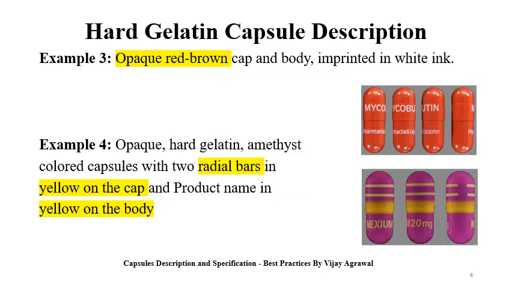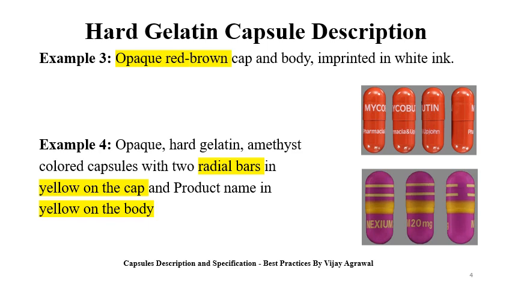Example 3. Opaque red-brown cap and body imprinted in white ink. Here white ink is used to imprint the red-brown capsule shell to have a contrast. Example 4. Opaque hard gelatin amethyst colored capsules with 2 radial bars in yellow on the cap and the product name in yellow on the body. So here the product name is included in yellow. Yellow bars are given on the cap.